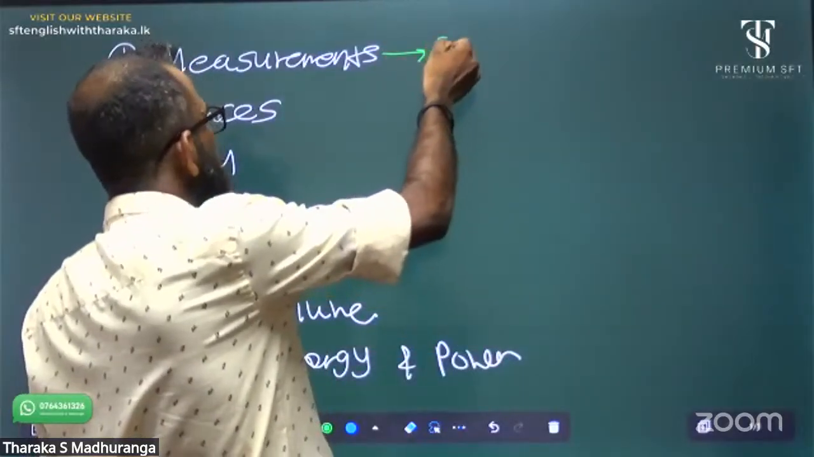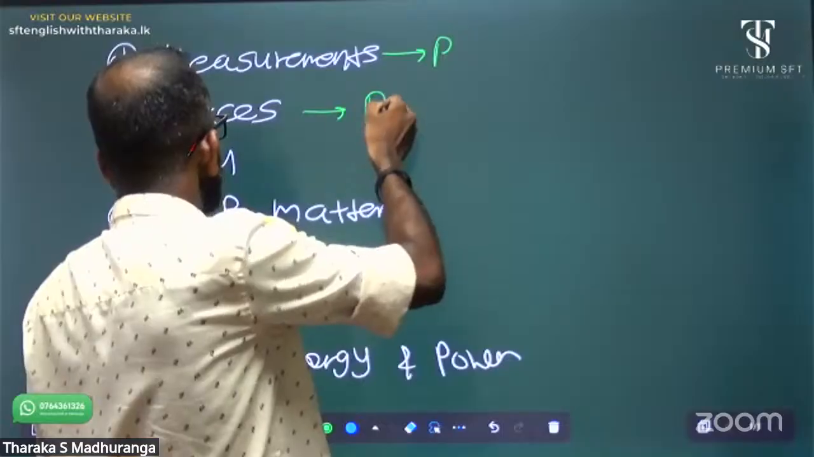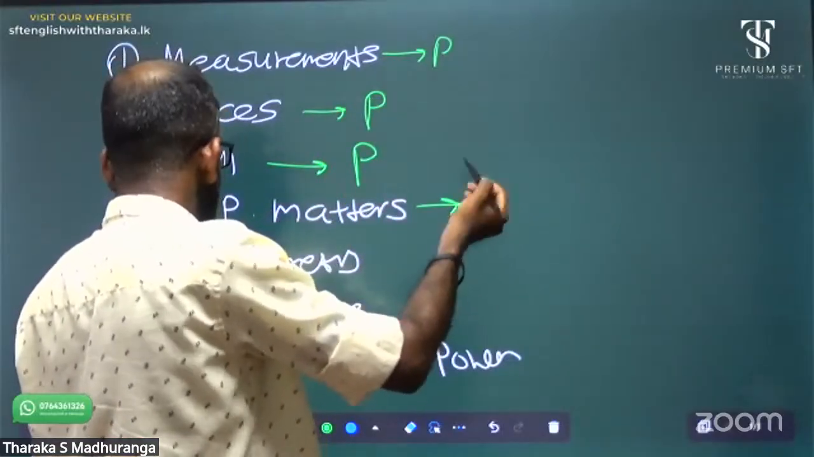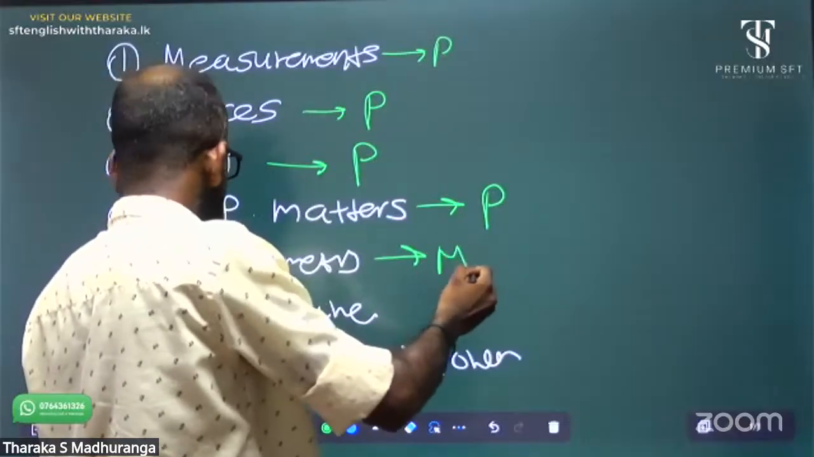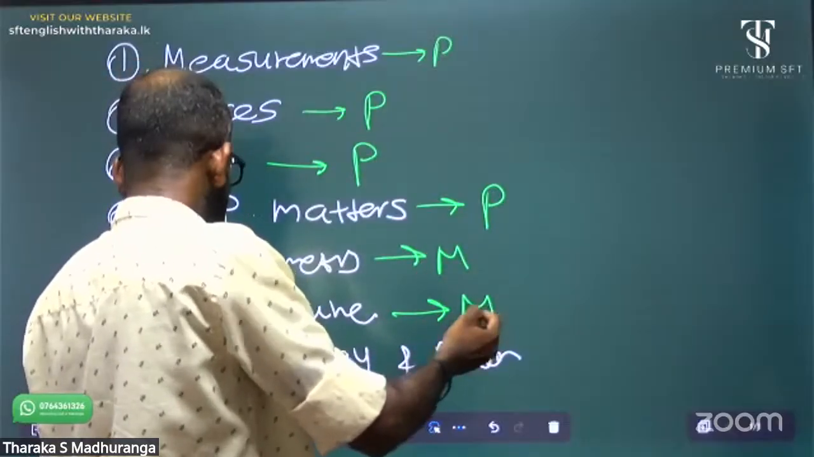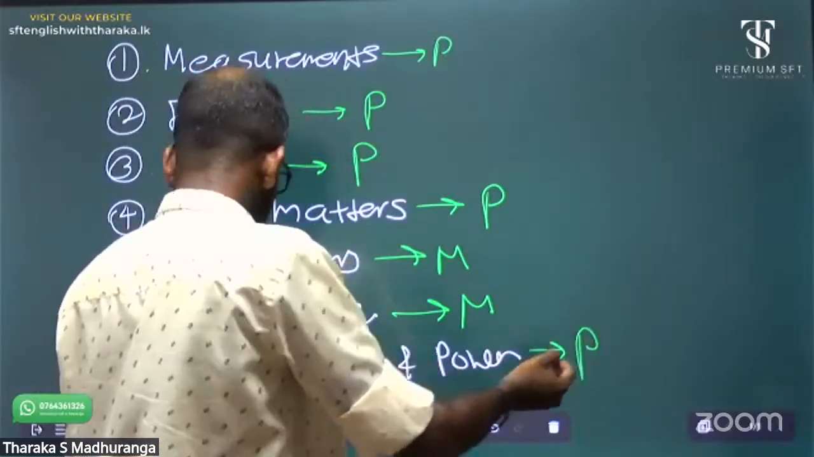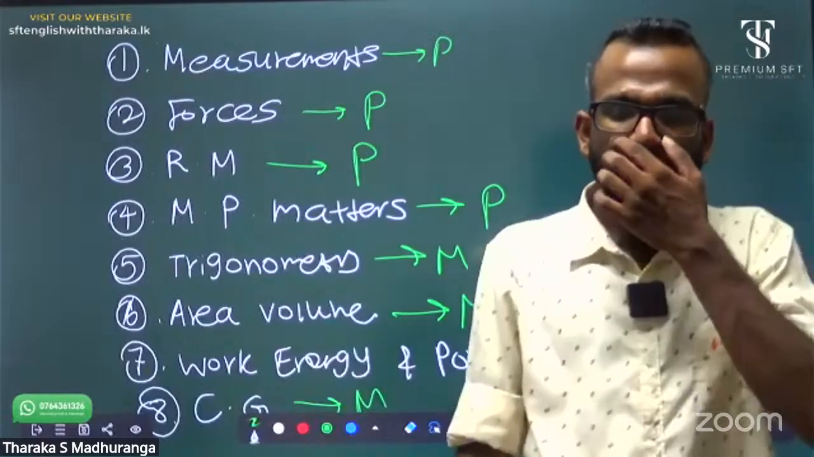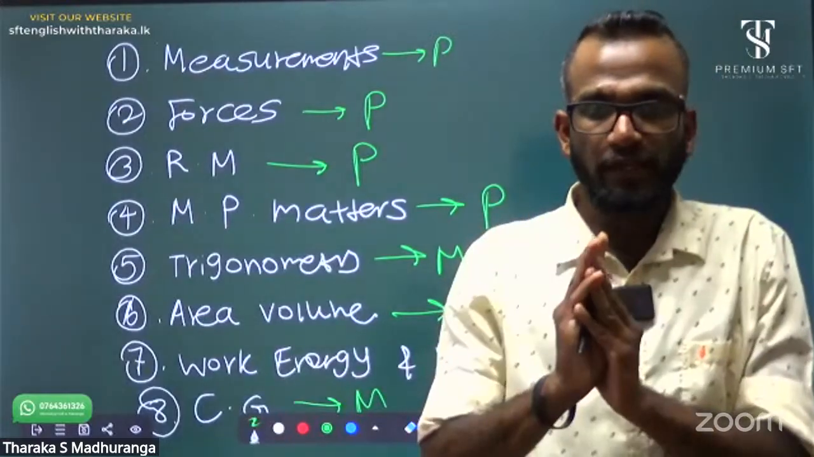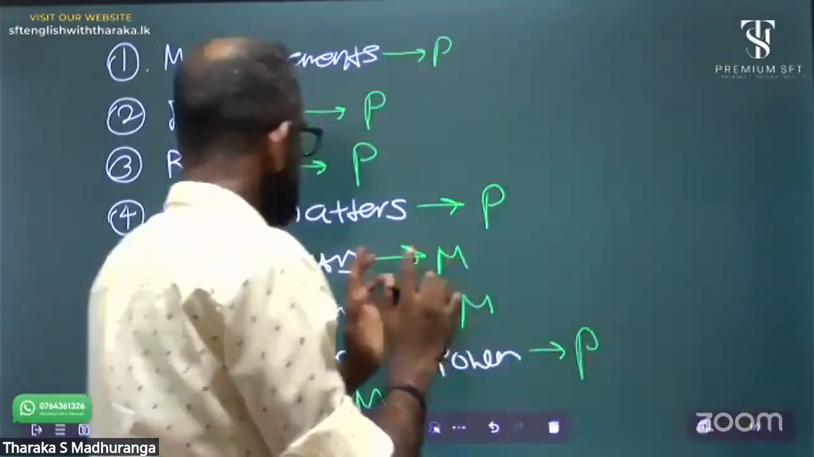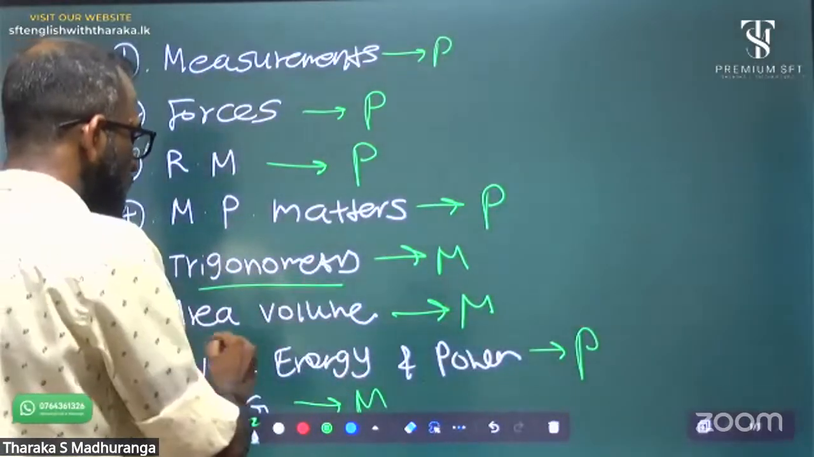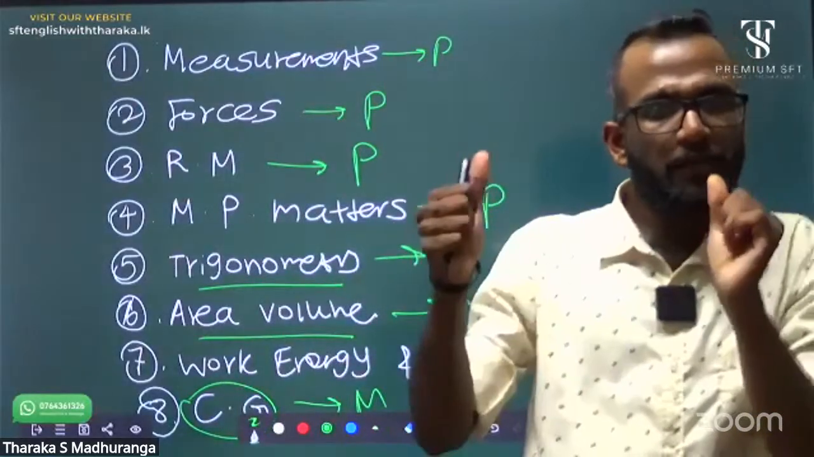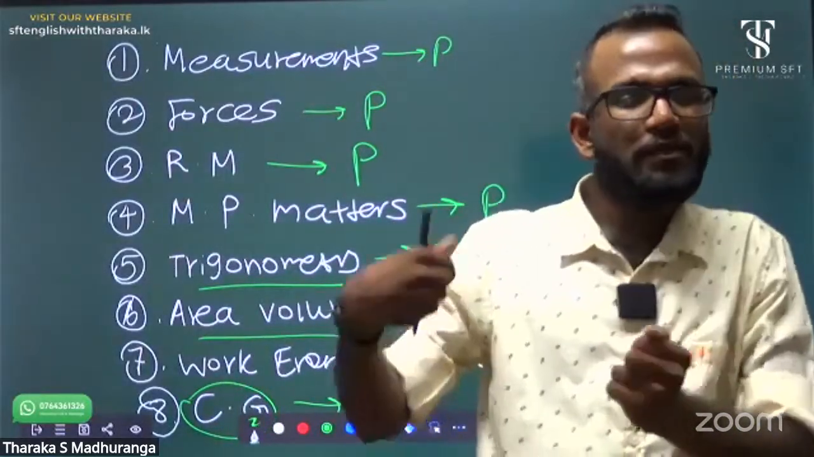That means force is a physics lesson, rotational motion physics, mechanical properties of matters physics, trigonometry maths, area volume maths, work energy power physics, coordinate geometry maths. Actually, we have 5 maths lessons. From the 5 maths lessons, trigonometry, area volume and coordinate geometry, 3 lessons are completed. We have only descriptive statistics actually.